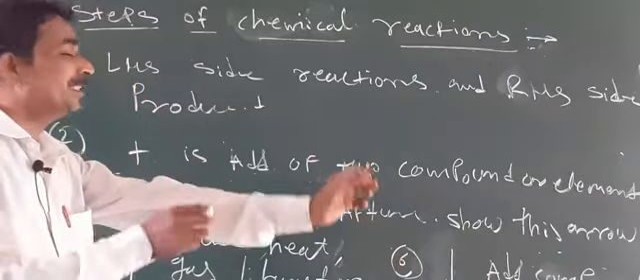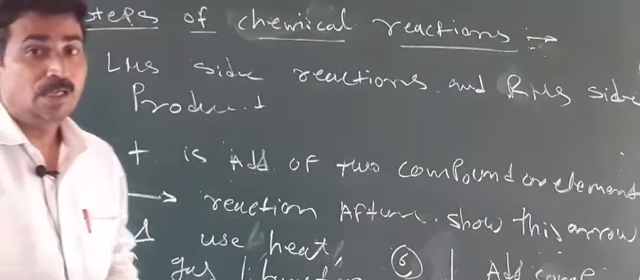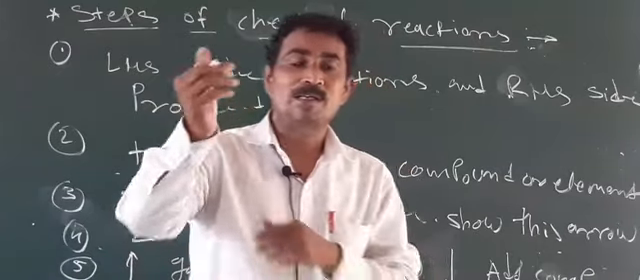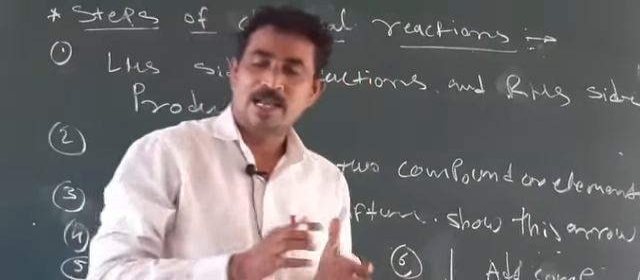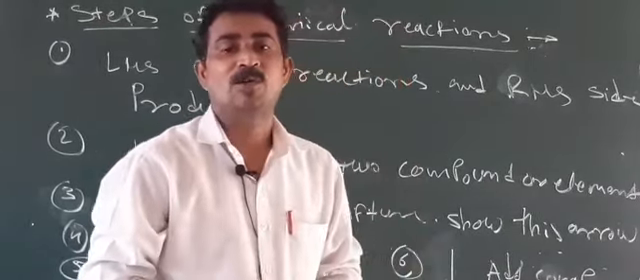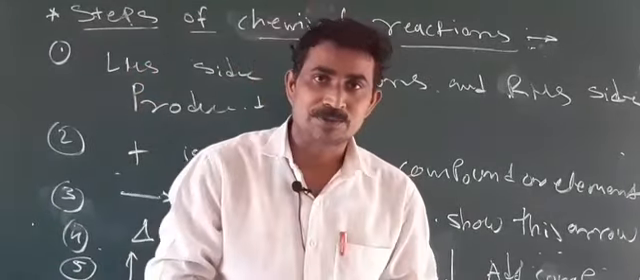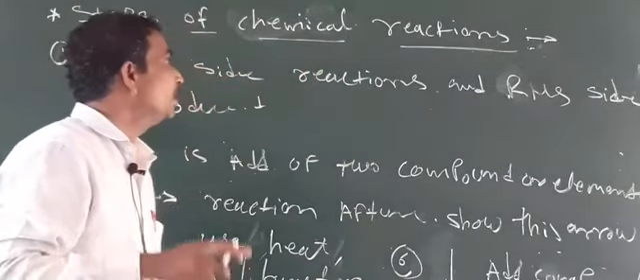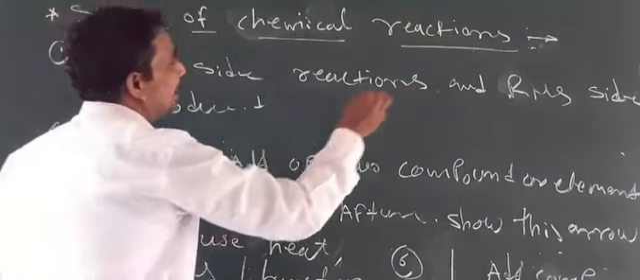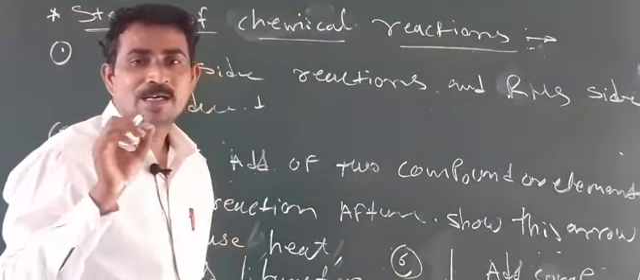Now next we are going to learn the writing steps of a chemical reaction. How do we want to write a chemical reaction in your answers, in your notebooks? Which steps do we want to follow? Inside a chemical reaction there are some particular symbols, and where we want to use them, we will see in this video section. So these are the steps of a chemical reaction, the steps we want to follow when writing it.